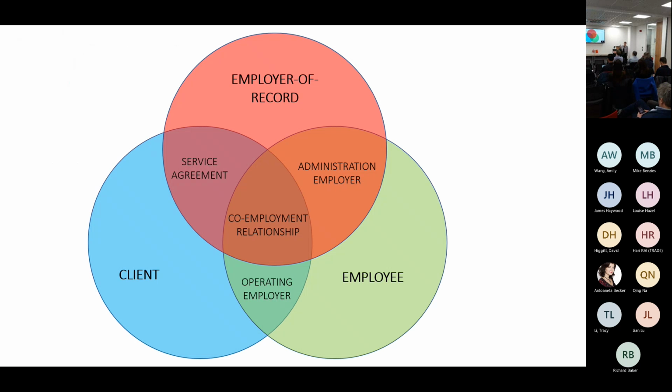So this is kind of what the diagram looks like if people are really unsure of how it actually works. You've got 3 parties in this relationship. There's a service agreement between the client, the company, and the employer of record provider. There is a labor contract between the employer of record company and the employee. And then the actual relationship, i.e. the day-to-day communication, is between the client and the employee. Okay.